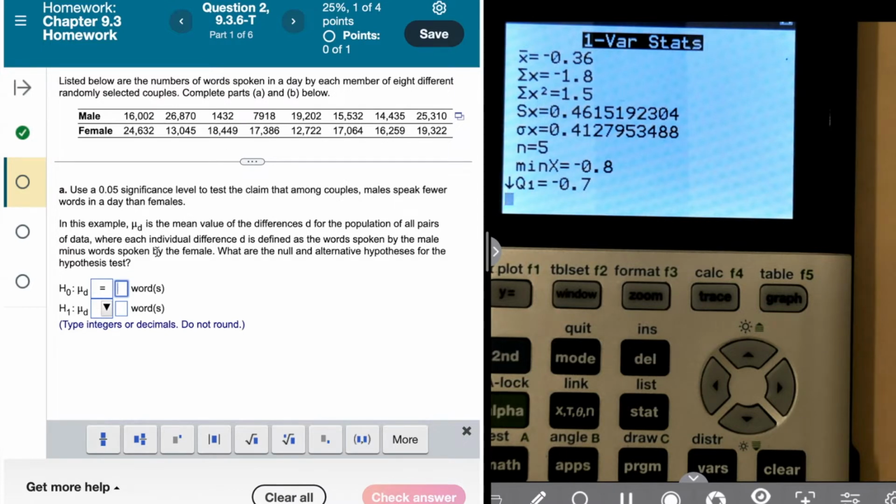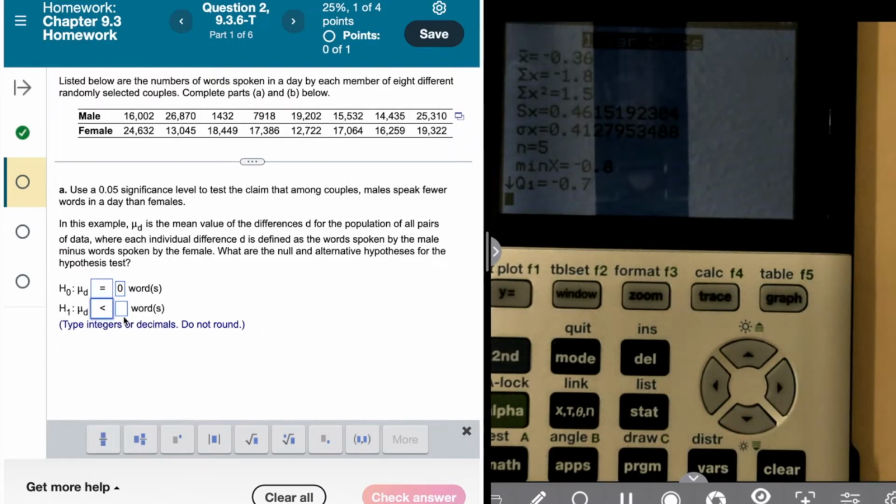I guess we would assume that the mean difference would be 0. And we want to see that males speak fewer. All right, so if males go first, then that subtraction should be less than 0, right? Or in other words, men should be less than women. The first should be less than the second is how we would maybe say that, right? Because the men came first in the way this data was presented.